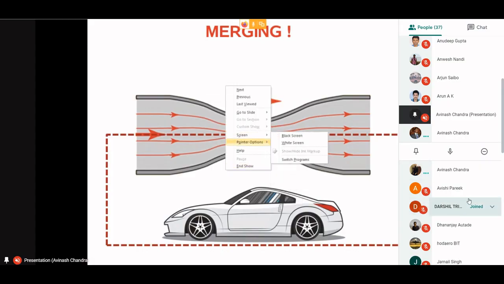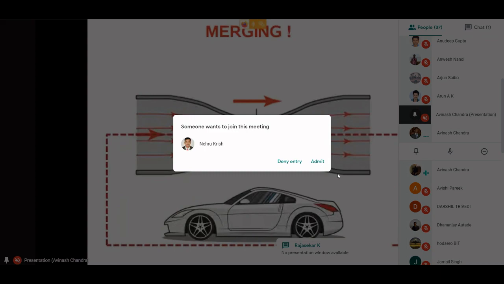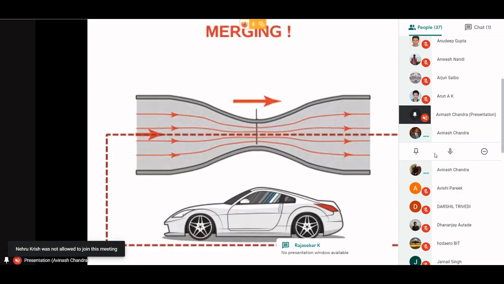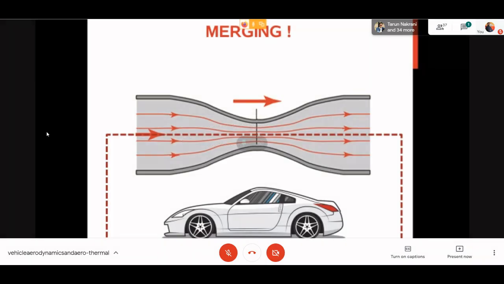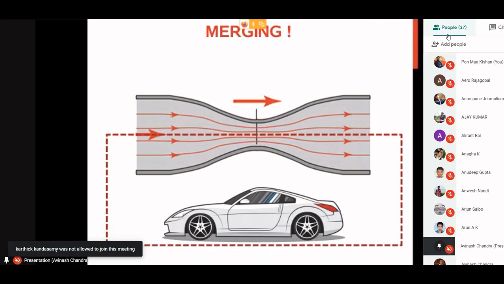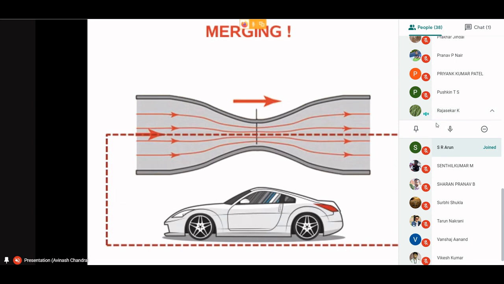Sorry, your presentation is not available. It is not visible to us. Please check it, sir. There are two Avinash Chandra. You need to check who is the presenter. No issue. I will not accept any new one. So you can continue the session. There are more than 40 people already there. We are also running out of time. So you just continue. Okay. I will manage that. Yeah.